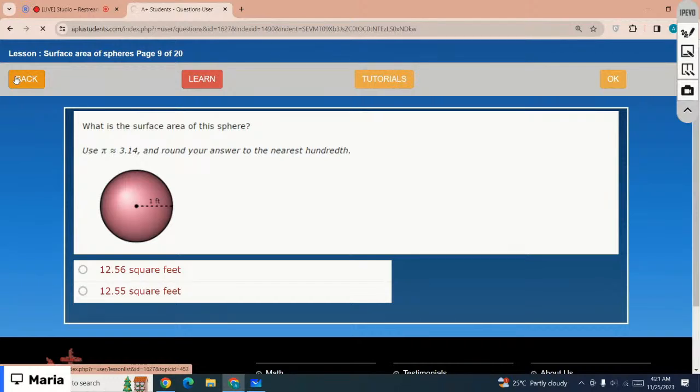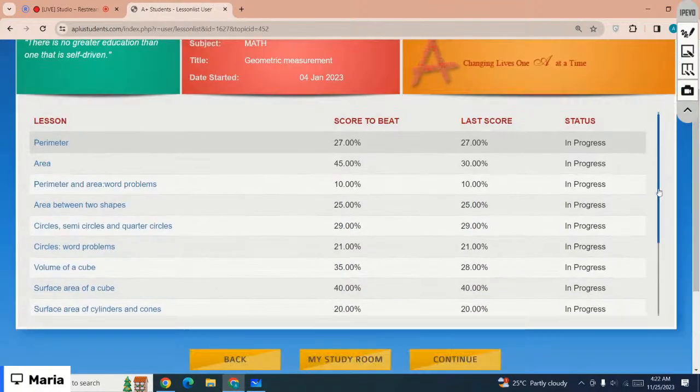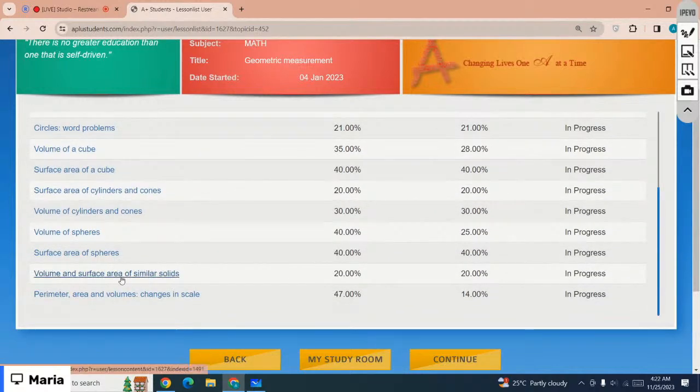Okay, you can complete the lesson by yourself later today. Let me just move on to the next lesson. The next lesson is volume and surface area of similar solids.